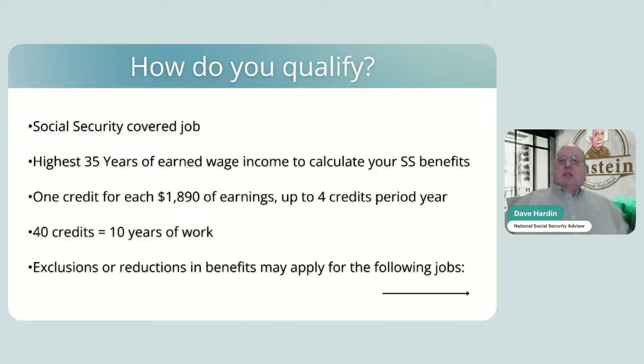Now, they take the highest 35 years of your earned wage income to calculate your Social Security benefit. Not the first 35 years you work, not the last, not the middle, individually the highest years. Each one, it could be in any order over any period of time, as long as you were working. Many of us have worked for 50 years or more, or close to that. They're going to take the highest 35. Why is this important? Well, if you don't have 35 years and you're even thinking about taking your benefit, you should think twice.